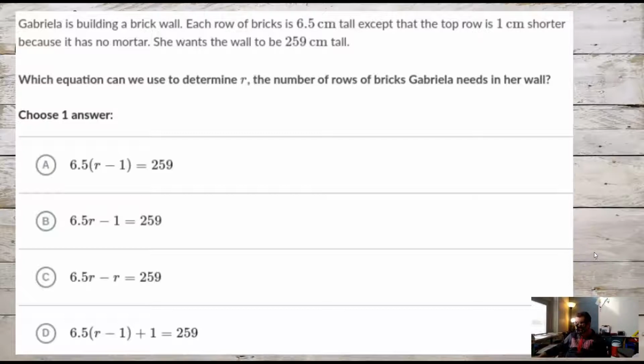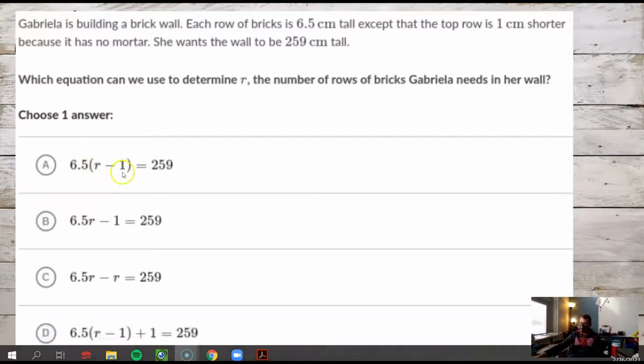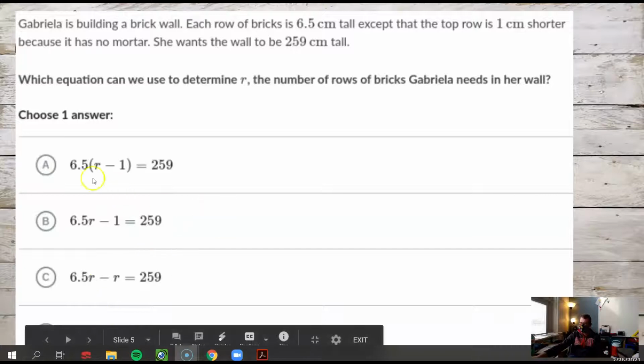This problem might be broken. I mean, you guys are smarter than I am. Does anyone see a choice here that is the appropriate choice? The issue is every time we have 6.5r minus 1, if we do the distribution, that becomes a negative 6.5.